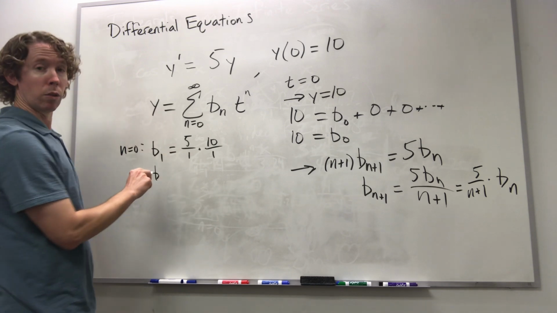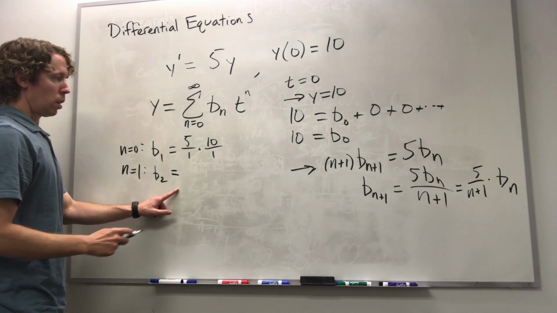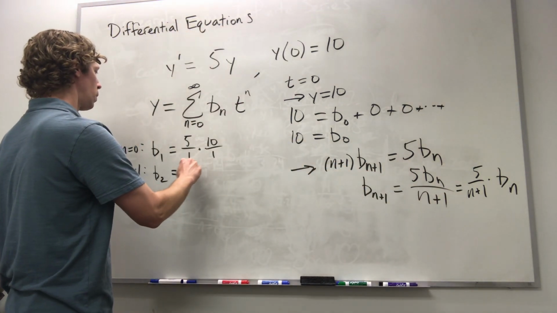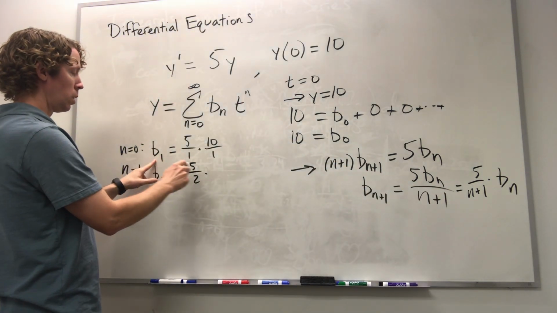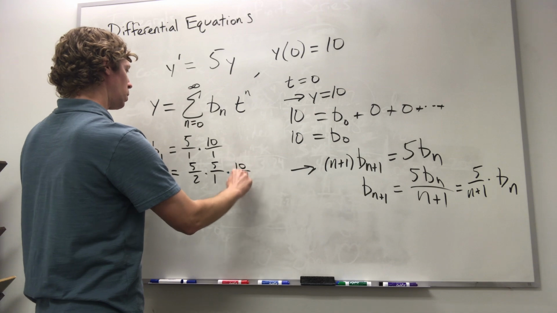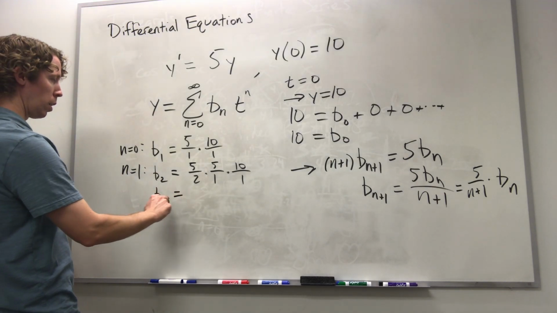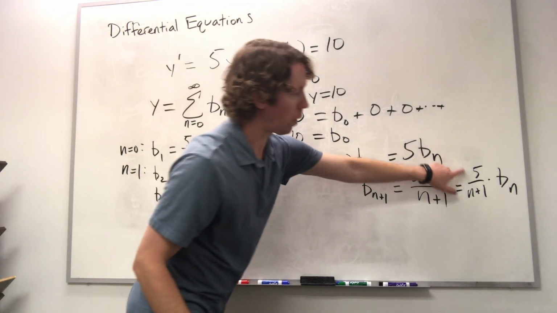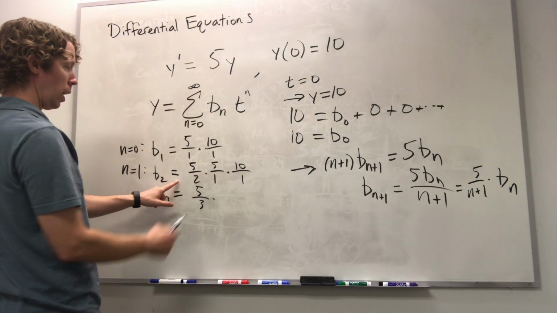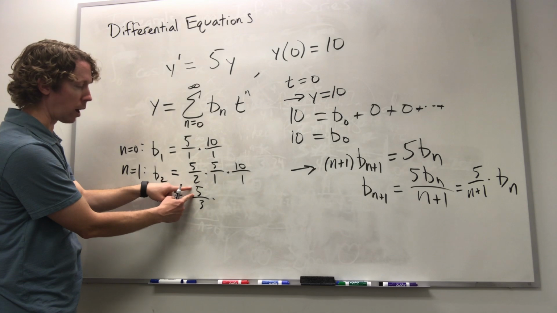All right. Now for b2, I'm plugging in n equals 1. And that means I've got 5 over 2 times b1. b1 was 5 over 1 times 10. Now I'll keep going. If I plug in n equals 2, I get b3 equals 5 over 3 times b2. And I'm going to start pulling the powers of 5 together, because I see I'm going to pick up a power of 5 each time in the numerator.